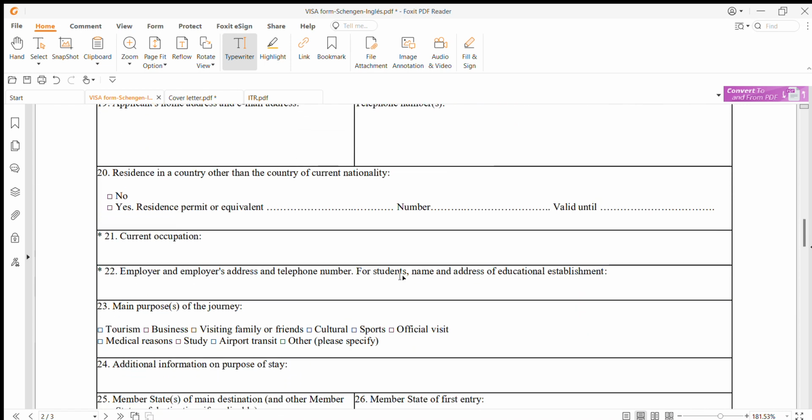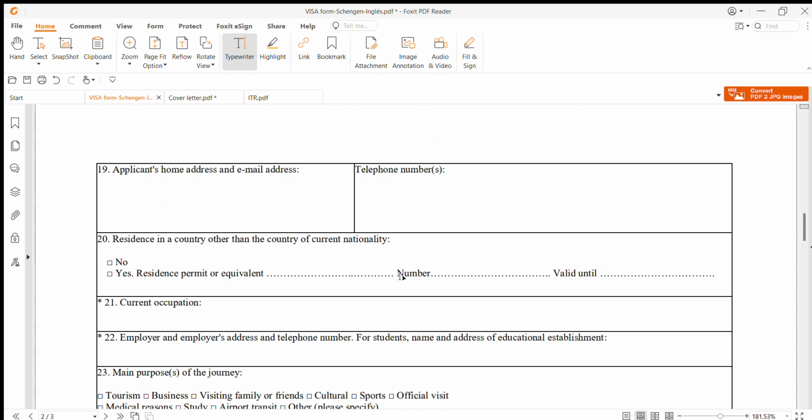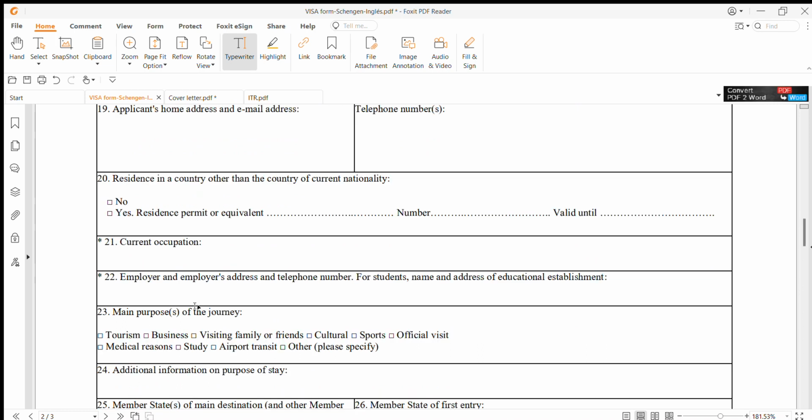Okay, next. Yes, of course you have to write here permanent address, applicant's home address and email address. Don't forget to mention the email address. Okay, your telephone number, that is your mobile phone number. And then here, residence in a country other than the country of current nationality. No, I did not belong to that category.